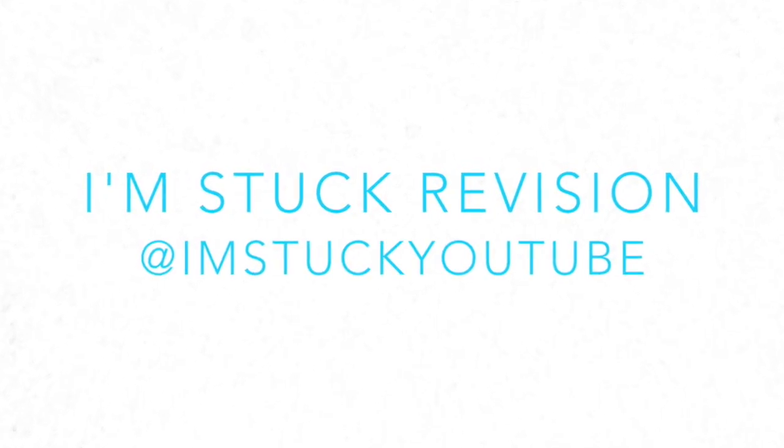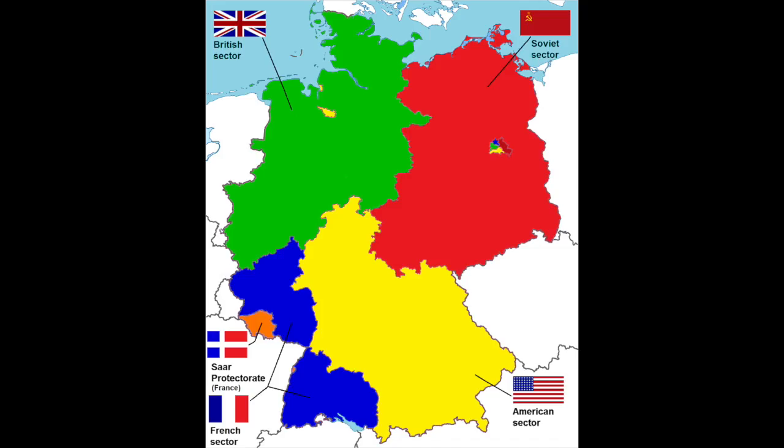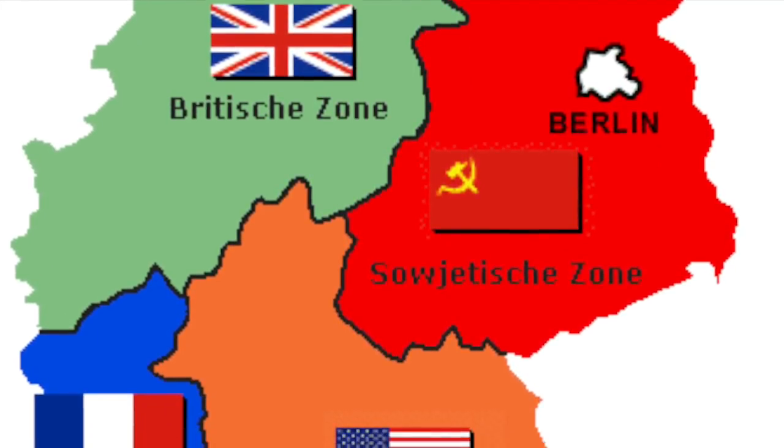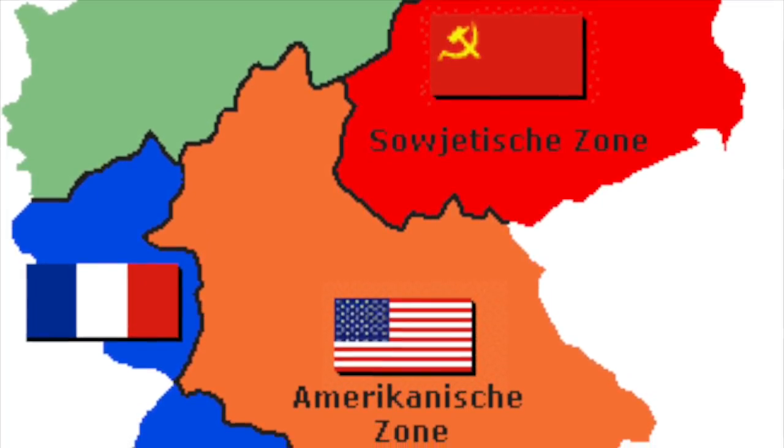So after the Yalta Conference and the Potsdam Conference, it was decided that Germany would be split up into 4 zones. These were the British zone, the Soviet zone, the French zone, and the US zone. So first of all, I will look at the British zone.